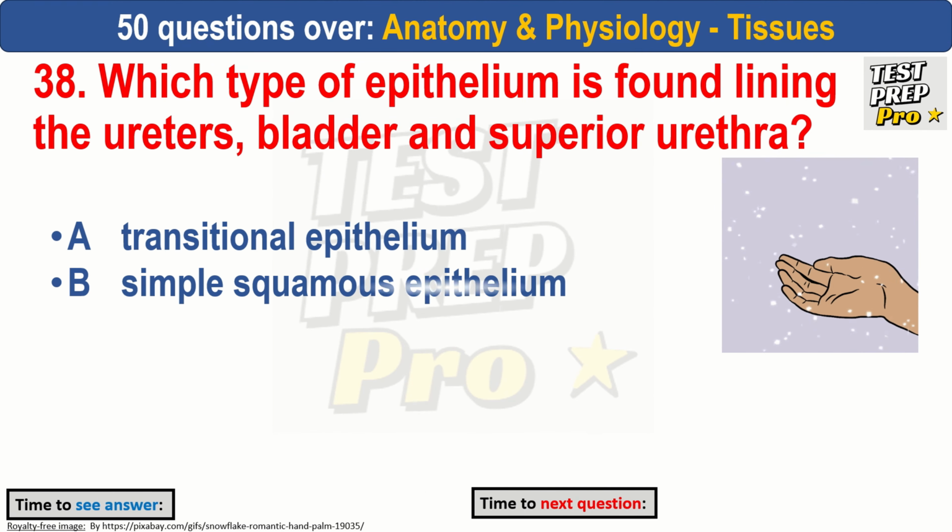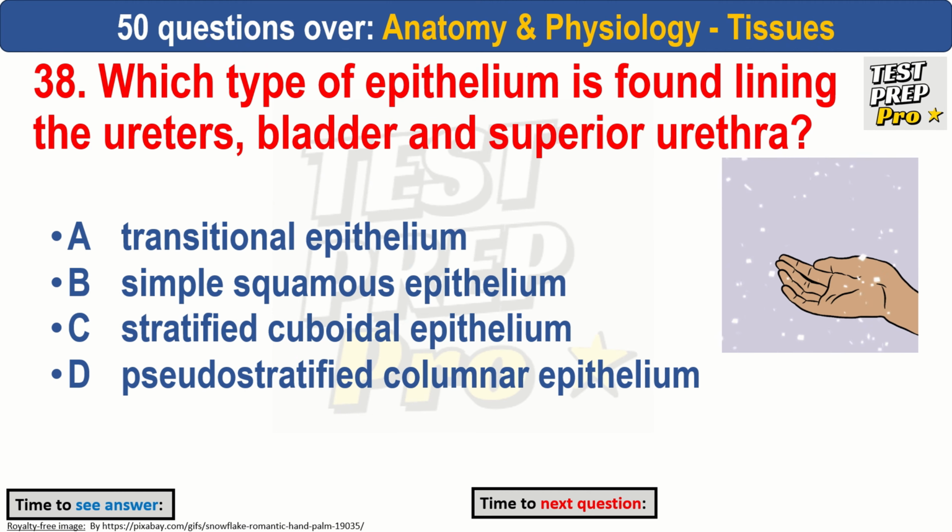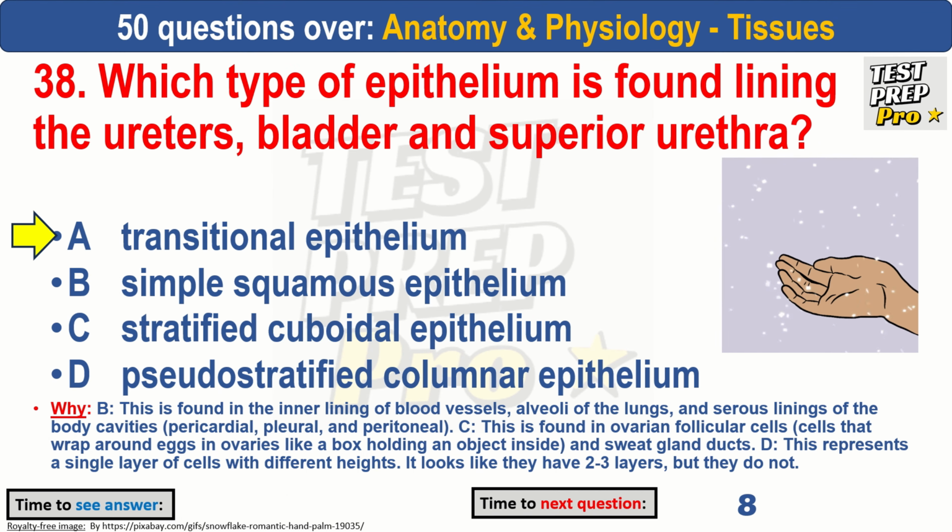Which type of epithelium is found lining the ureters, bladder, and superior urethra? Is it transitional epithelium, simple squamous epithelium, stratified cuboidal epithelium, or pseudostratified columnar epithelium? The answer is transitional epithelium. Simple squamous epithelium, that's again very, very flattened, and it's found on the inner lining of blood vessels, alveoli of the lungs, and similar regions.